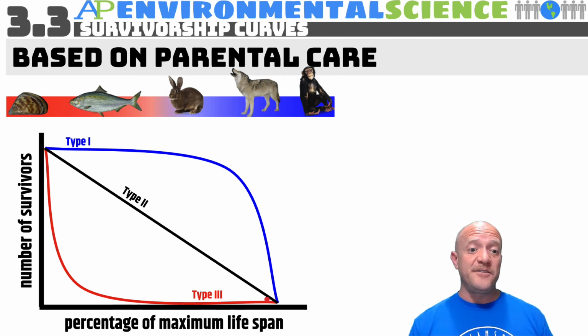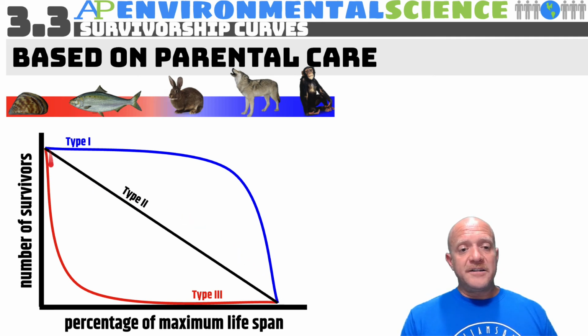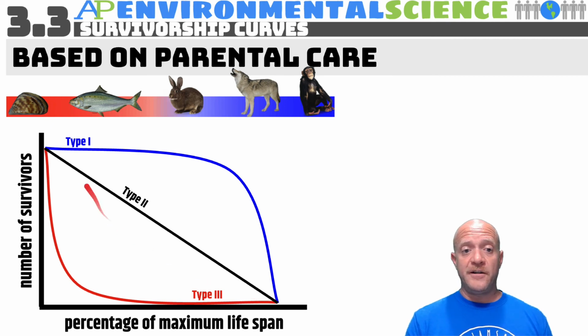So the sea turtles, most of them are going to die. The ones that make it into the ocean might get eaten by fish. But the few that do survive are going to make it to a ripe old age and die very old. So again, R-selected species tend to have type 3 survivorship curves. K-selected species tend to have type 1.